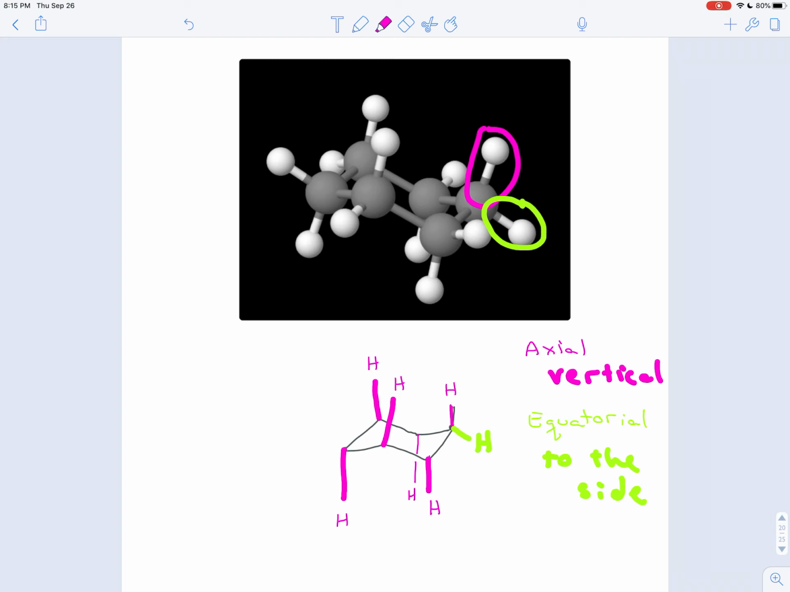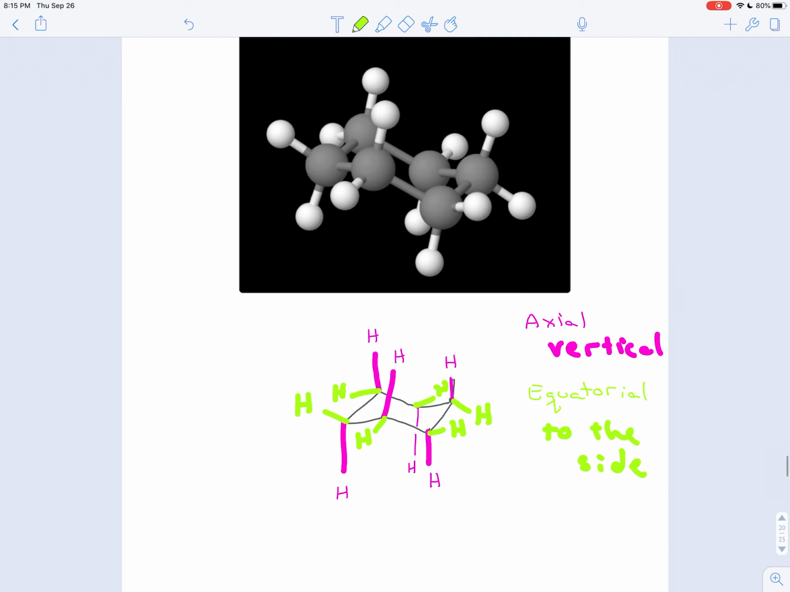Now look at the equatorial next door to that. Next door, it's going a little bit up. Next door to that, the equatorial hydrogen is going a little bit down. Next door to that, the equatorial hydrogen is going a little bit up. And so you notice that they're alternating. The next equatorial is a little hard to see, but you can see back there it's kind of going down. And then here on the next one, it's going up. So that's how you would draw all the positions on cyclohexane.